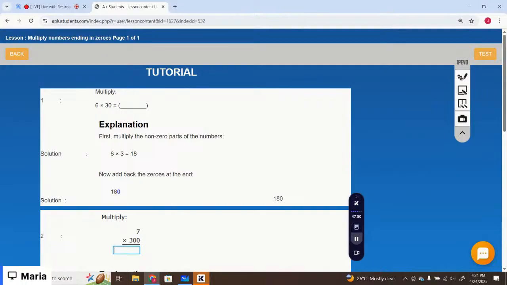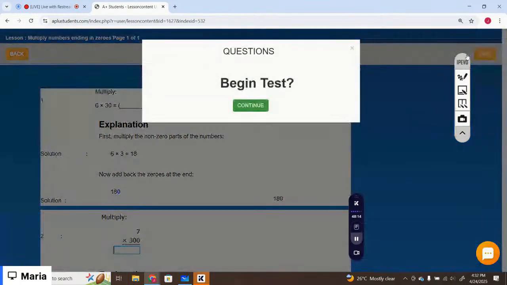6 times 30. You have to multiply the non-zero values only. Just do 6 times 3. We know that 6 times 3 is 18. Then we have only one zero, so you can add the zero at the end. So that is 180. Let's just start with the test questions.